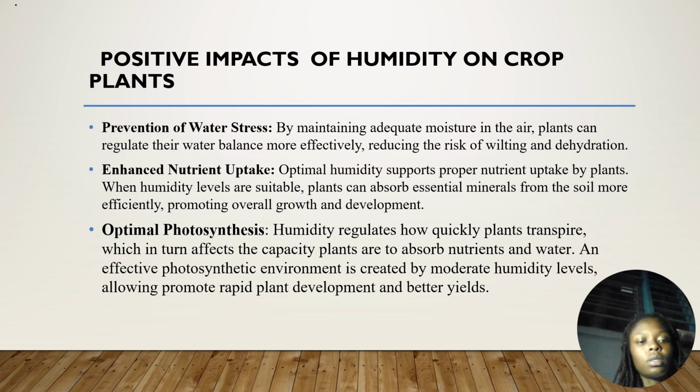At that point, optimal photosynthesis. Humidity regulates how quickly plants transpire, which in turn affects the capacity of plants to absorb nutrients and water. An efficient photosynthesis environment is created by a moderate humidity level, promoting rapid plant development and better yield.